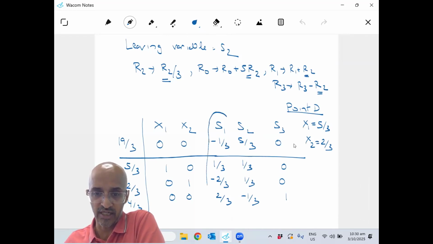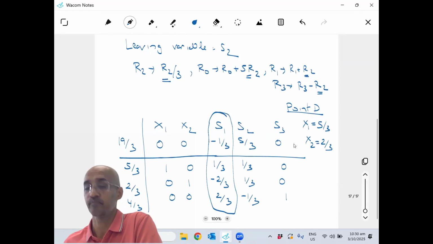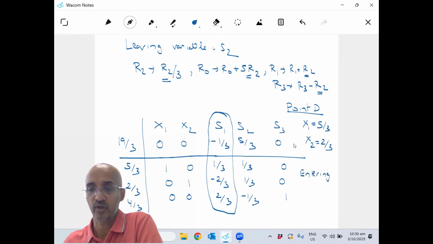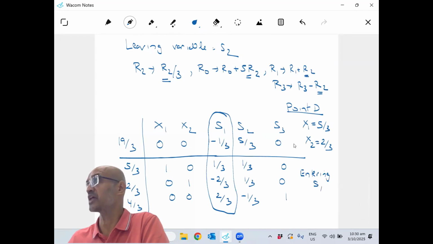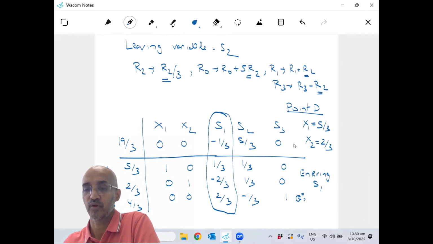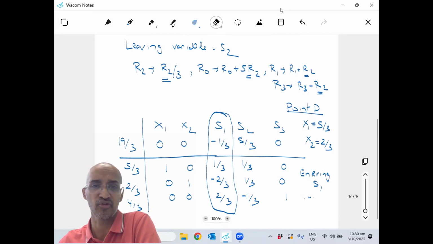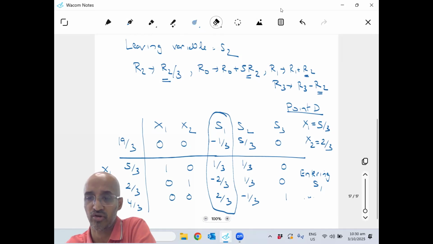So the entering variable is S1. What is the leaving variable? So theta star is the minimum. So let me write this here. Any questions? Am I going too far? It's okay, right? This is largely algebraic and it's not particularly hard to do once you understand the steps.